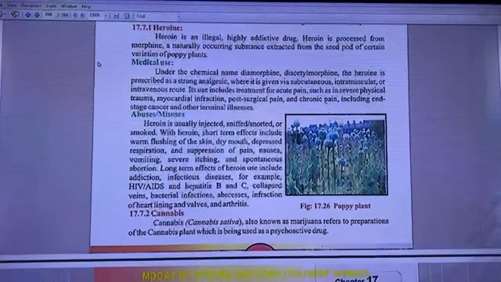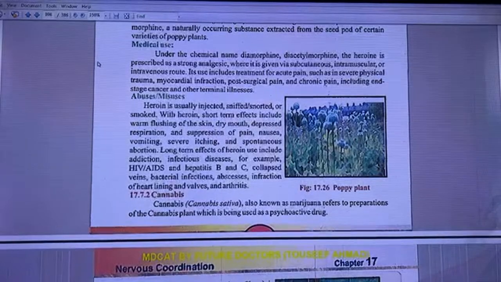Medical use. Under the chemical name morphine, diacetylmorphine, the heroin is prescribed as a strong analgesic, where it is given via subcutaneous, intramuscular, or intravenous route. Its use includes treatment for acute pain, such as severe physical trauma, myocardial infarction, post-surgical pain, and chronic pain, including end-stage cancer and other terminal illness.